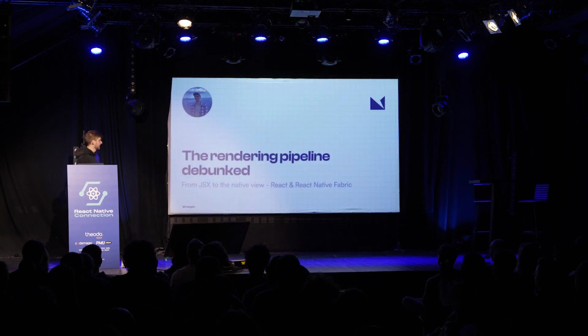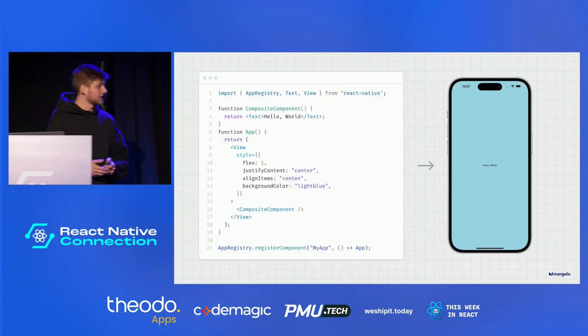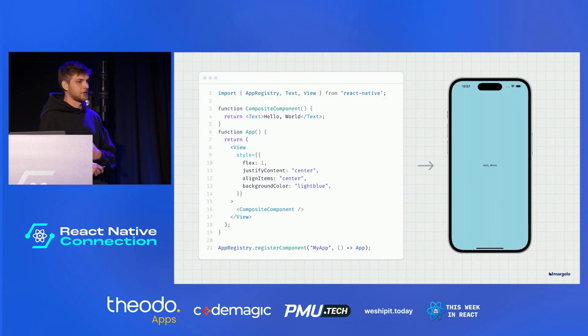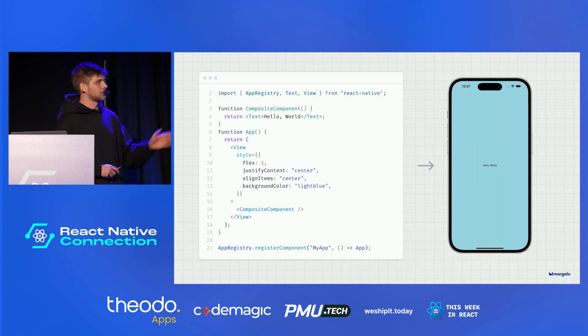I'm Hanno from Margilo, and today we are going to debunk the rendering pipeline in React Native, specifically the new Fabric renderer that we have. What we're going to look at in this talk is how we go from something rather simple, like the React components that we write, to something very concrete, something that's rendered on our mobile screen.